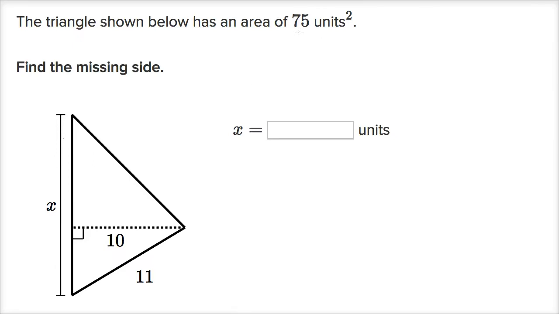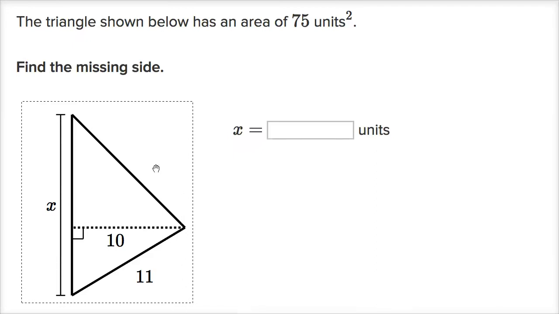They give us the area. They give us this side right over here, this 11. They give us this length 10, which if we rotate this triangle, you could view it as an altitude. And in fact, let me do that. Let me rotate this triangle, because then I think it might jump out at you how we can tackle this.